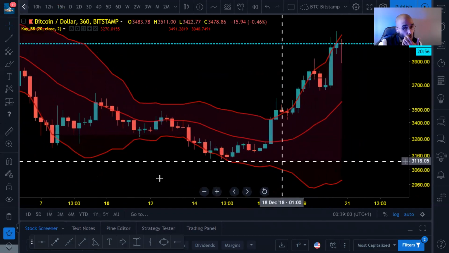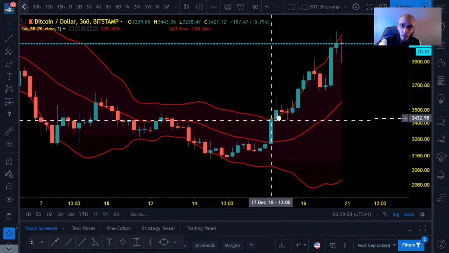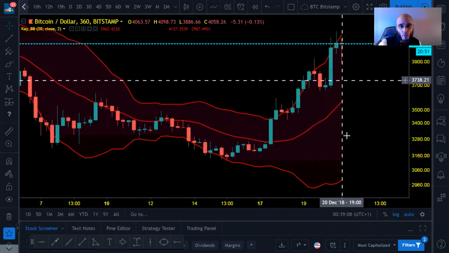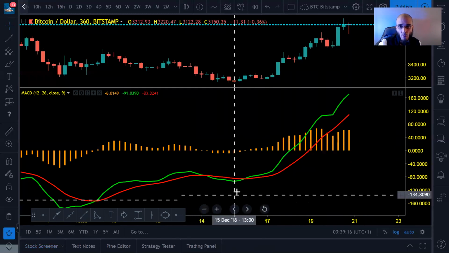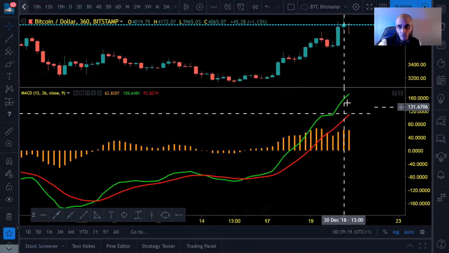Bollinger Band. So we did hit the upper Bollinger Band and we are following the upper Bollinger Band right now. This is positive on the 6-hour chart. MACD is positive too on the 6-hour chart.